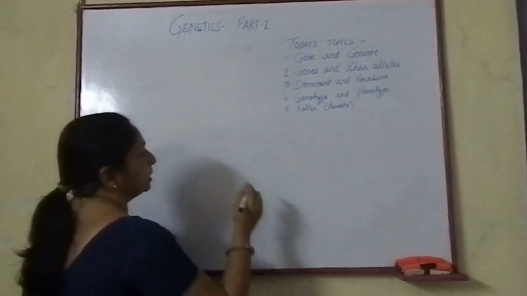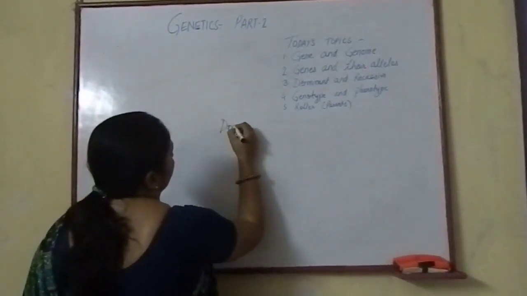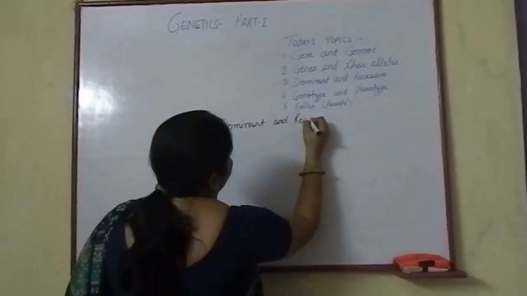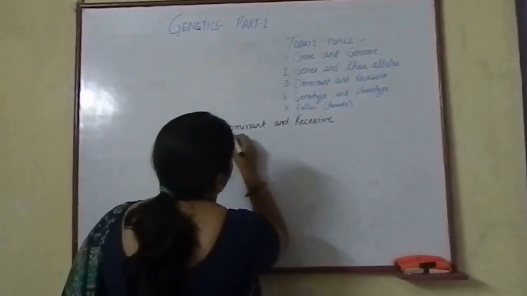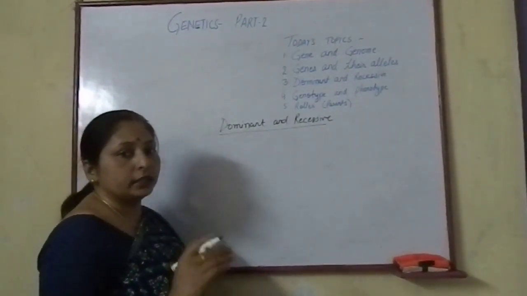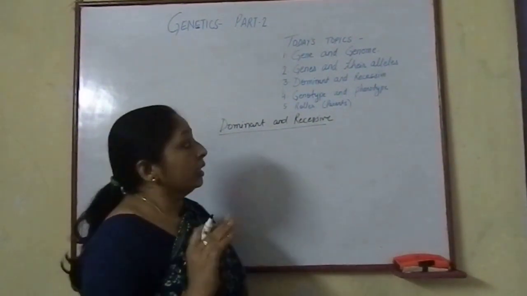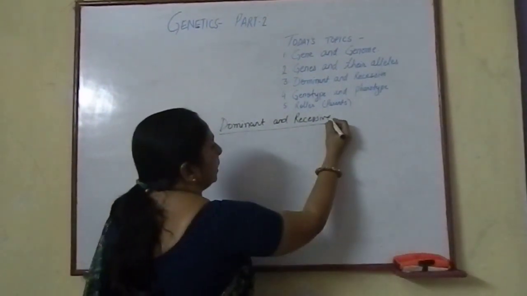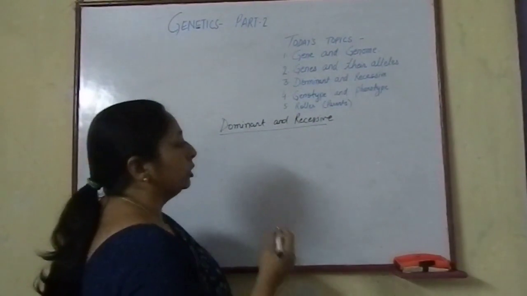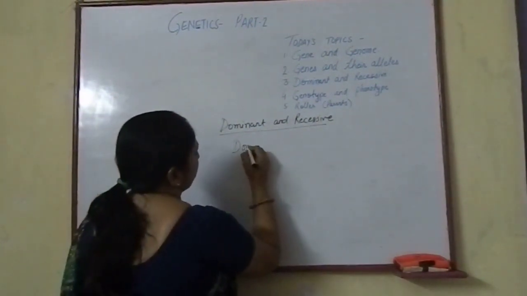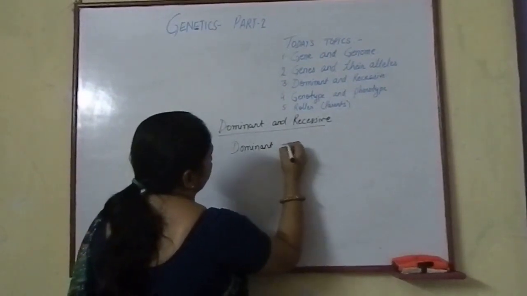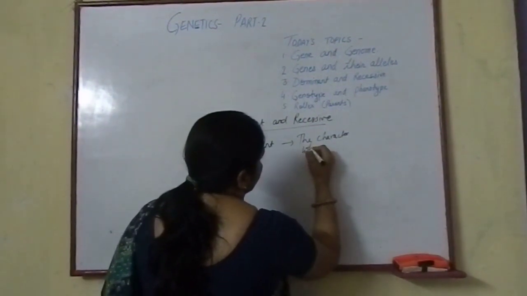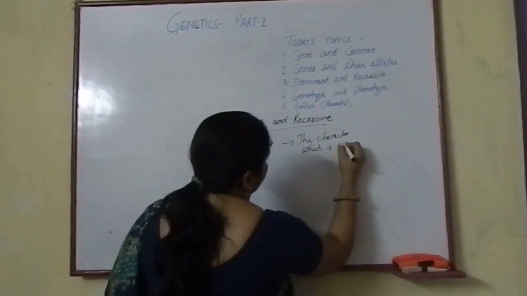Next is dominant and recessive characters. The dominant character is the character which is expressed in one generation or the other, which is normal or more common in every offspring. The character which is expressed is known as the dominant character.